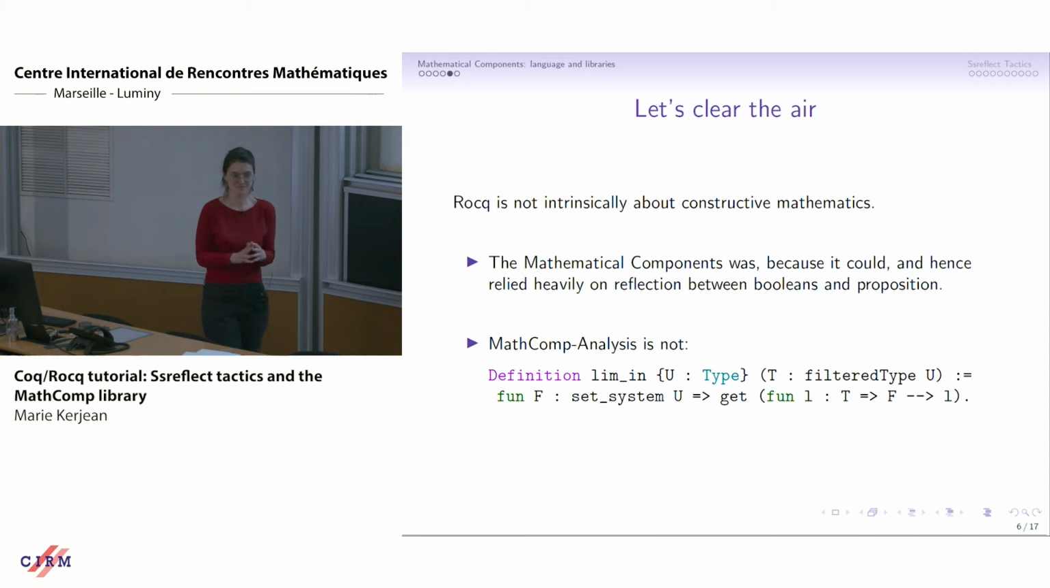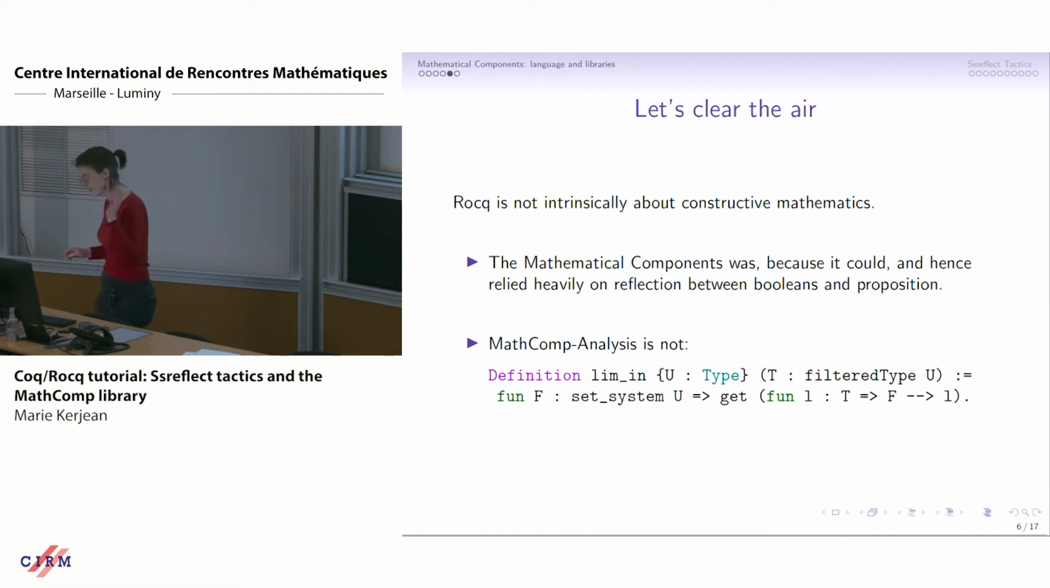I have friends who are constructive mathematicians, I think. I'm not even sure. MathComp Analysis, which is the formalization of analysis over the big algebra library of MathComp, is not at all about trying to avoid axioms. The axiom of choice and the axiom of excluded middle are put at the very beginning of the library, at the very definition of what a limit is. And so, okay, this is done. We're not about constructive mathematics.